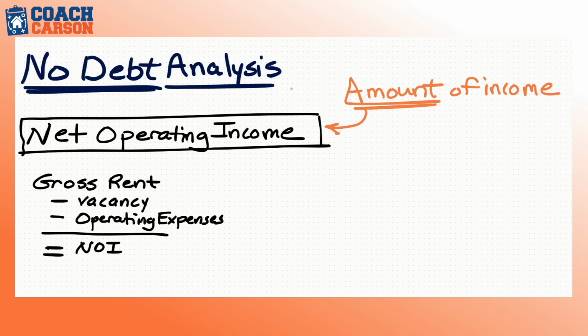So the next formula for income analysis is something called net operating income. You might see this abbreviated as NOI. And I think this is the most important formula in all of rental property investing, and I'll explain why. It tells you the amount of income, the amount of cash flow your property would make if it had no debt on the property.